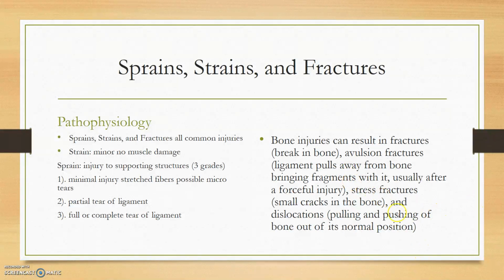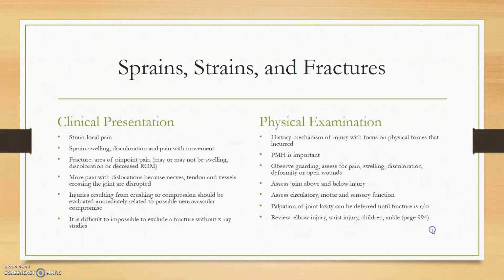Then stress fractures are small cracks in the bone, and dislocations are a pulling or a pushing of the bone out of its normal position. Clinical presentation, typically with a strain, you've got some local pain, but they are still able to weight bear. Sprain, there's generally swelling, discoloration, and pain with movement.